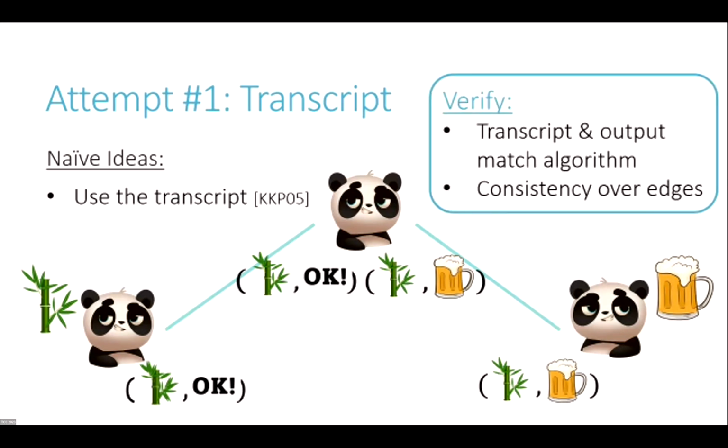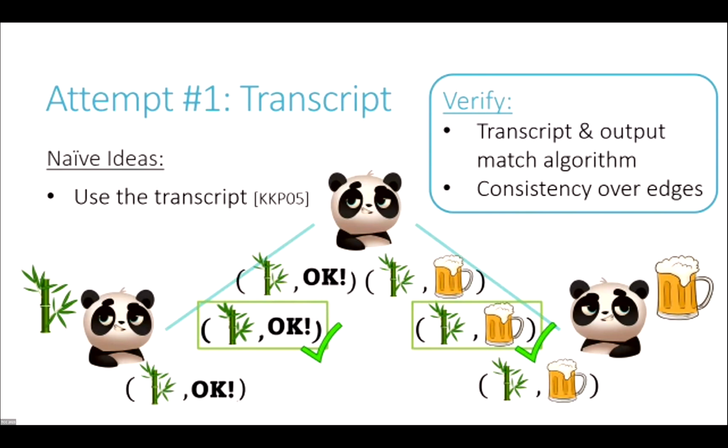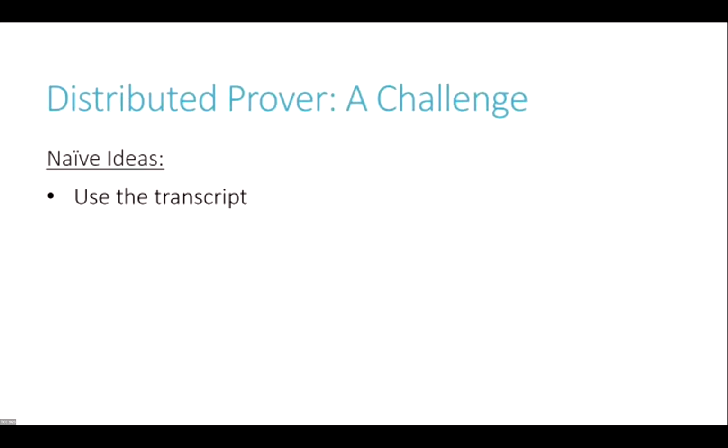They can first verify that the transcript makes sense, which means they would actually send these messages. And given that this is their transcript, they would actually output this output. And the second thing they could verify is that these transcripts are consistent with each other over the edges. Now, this idea actually works. And in the distributed computing setting where we usually talk about perfect soundness, this, for some problems, is the best we can do. But for us, this is too long.